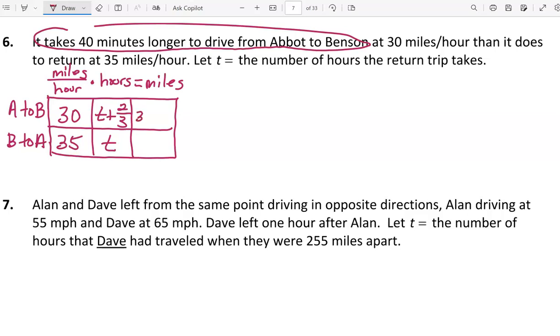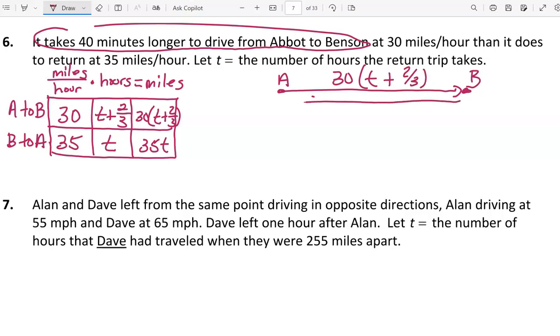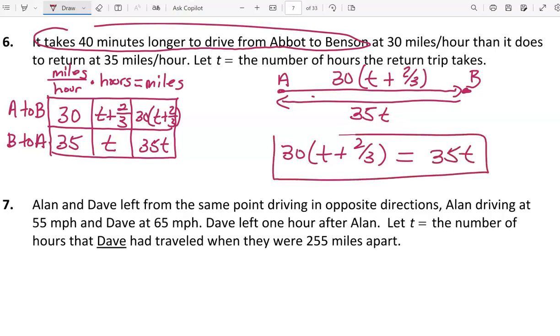And miles per hour times the hours gives us each of the distances. And if this is Abbott and this is Benson, for the trip from Abbott to Benson the distance is 30 times t plus 2/3, and for the trip from Benson back to Abbott, the number of miles is 35 times t. We can see that the two distances have to be equal because Abbott and Benson aren't moving. So we set those equal, and now we have the equation that represents the situation.